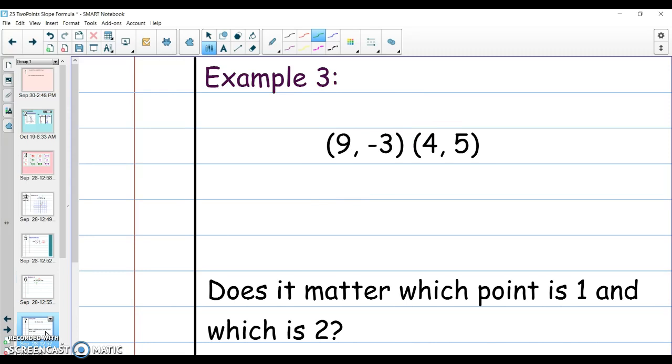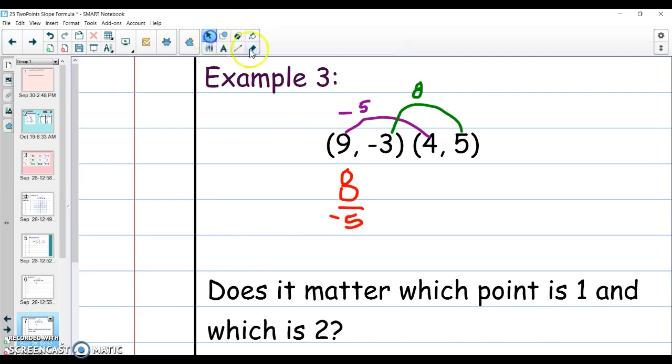So let's think about the other way. Say that I wanted to look at what's between 4 and 9. Well, that's negative 5. And the distance between 5 and negative 3, well, 5 minus negative 3 gets you 8. You have 8 over negative 5. So if I do it that way, I get 8 over negative 5.